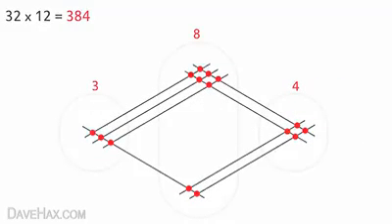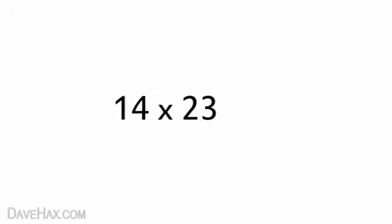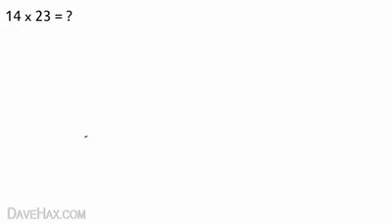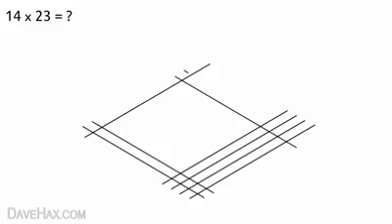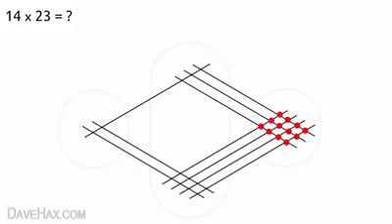I'll show you. Let's multiply 14 by 23. So draw out the pattern. 1, then 1, 2, 3, 4. Then 2, and 1, 2, 3. Mark out our zones, and now let's count the dots. Starting from the right, we have 1, 2, 3, 4, 5, 6, 7, 8, 9, 10, 11, 12. So we'll write 12 up here.